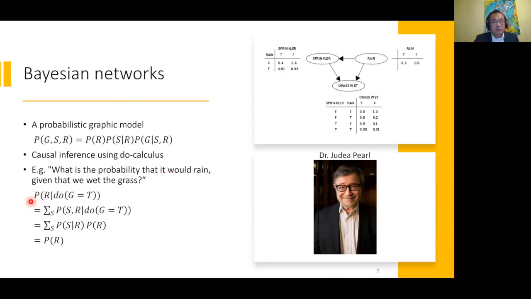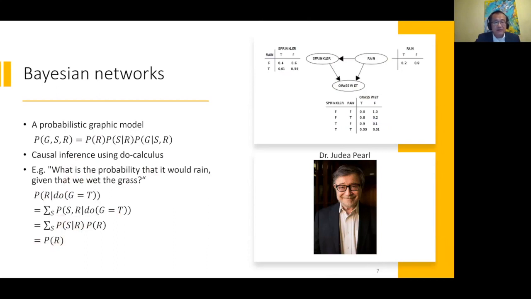What we do is calculate the probability of rain if we set the status of grass to wet. This is called intervention. We intervene on the statistics modeled in a Bayesian network, based on the so-called do calculus, which is a set of statistical algebra rules for causal inference. I will not dive into the detail, but the result is the marginal probability of rain.